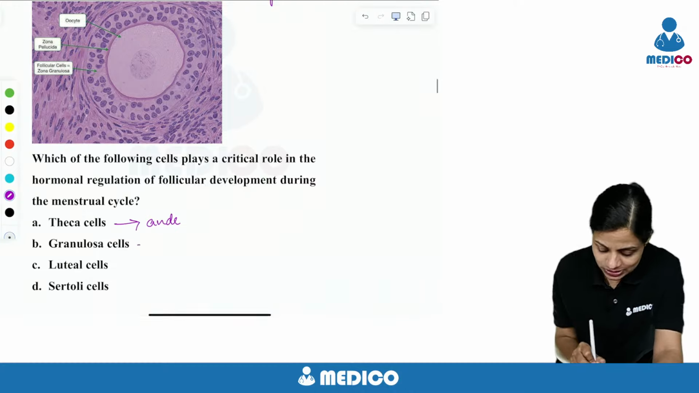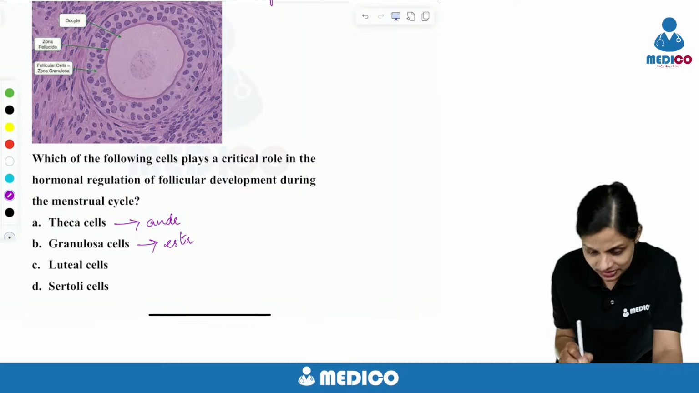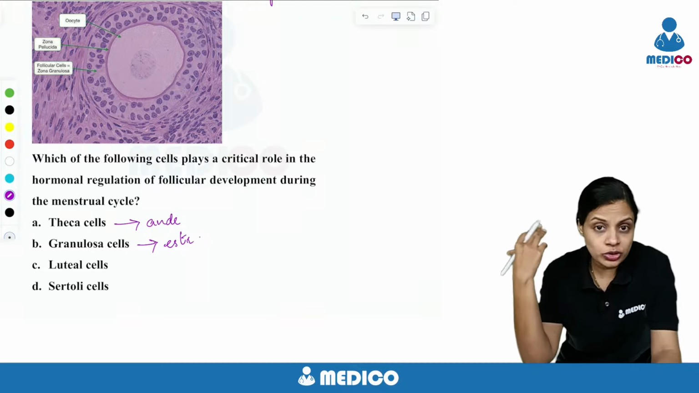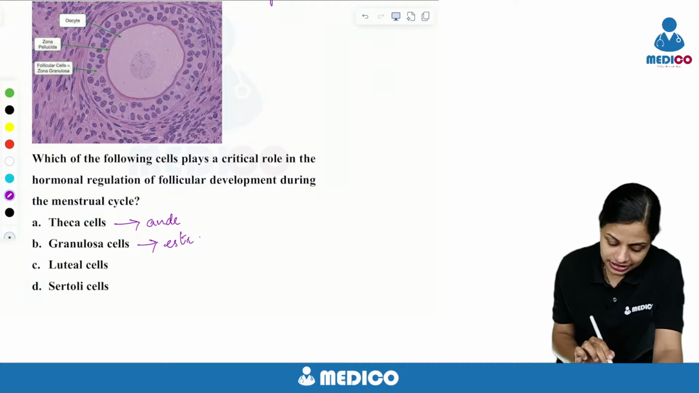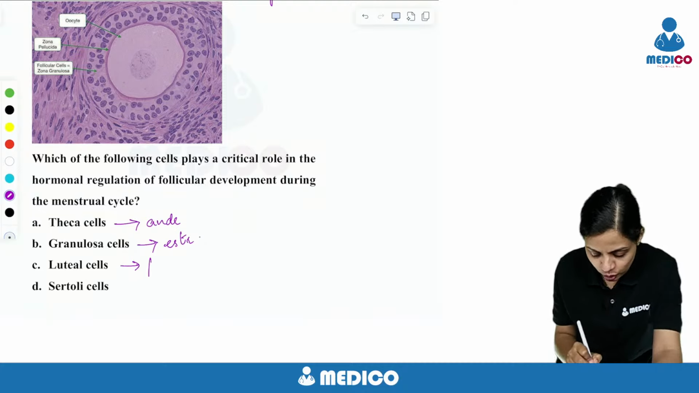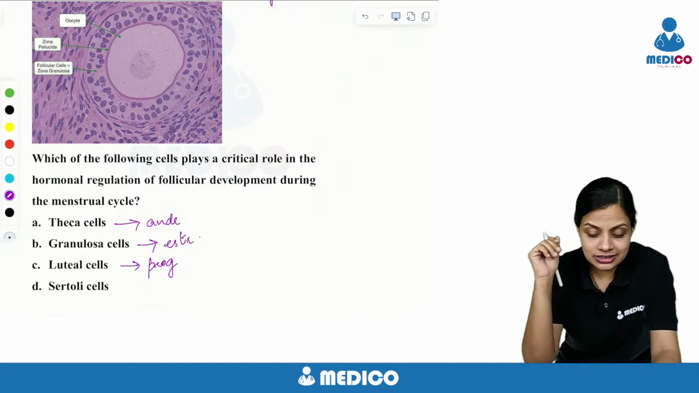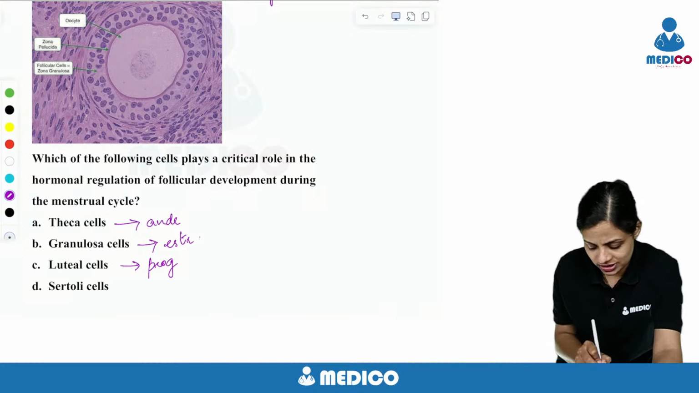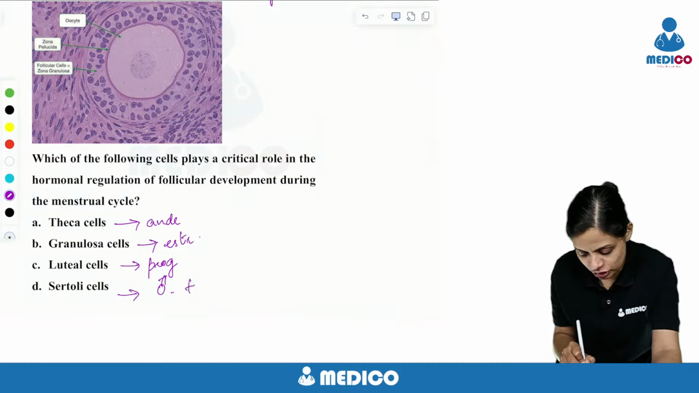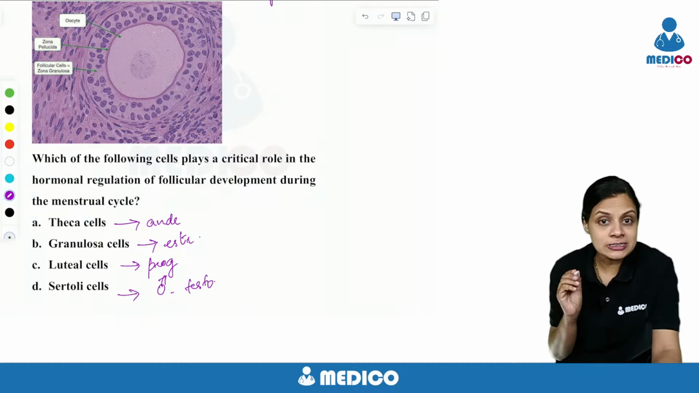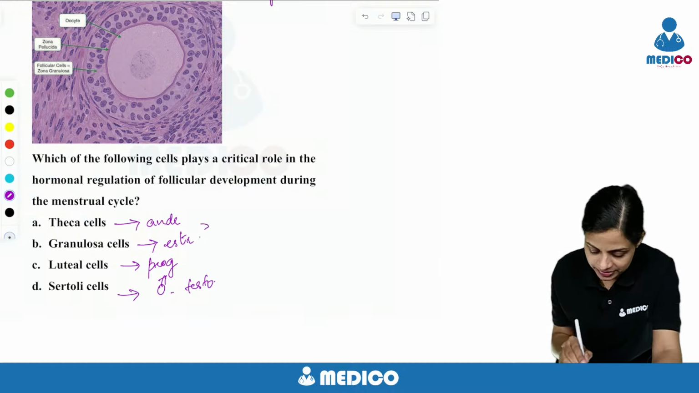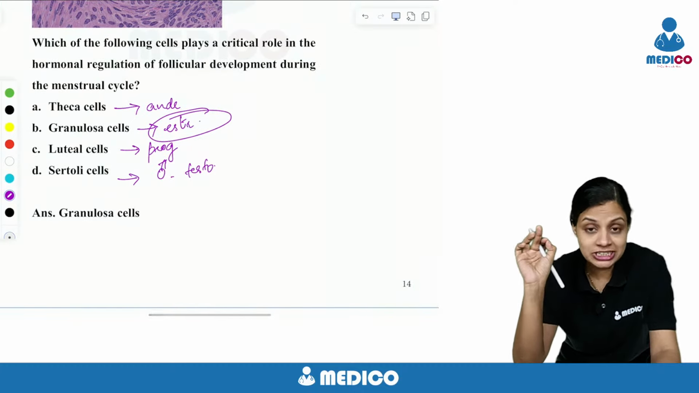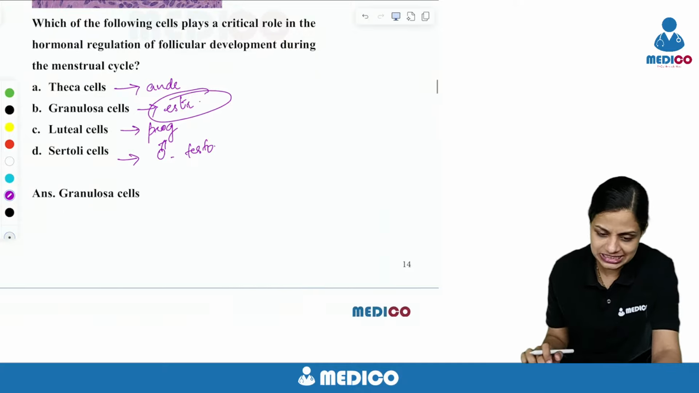The granulosa cells, what do they secrete? They secrete estrogen. And what about the luteal cells? How do they help in the menstrual cycle? They secrete progesterone, that you know, and they are derived from both the theca cells and the granulosa cells after ovulation has occurred. And the Sertoli cells have got nothing to do here. Sertoli cells are seen in males and they secrete testosterone. So, which is the hormone that is important in the menstrual cycle that has been mentioned here? It is estrogen. So, what is the answer? Which is the cell that plays an important role in hormone regulation in a menstrual cycle? It is the granulosa cells.